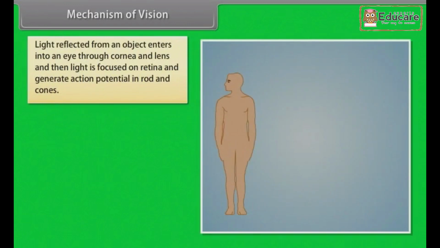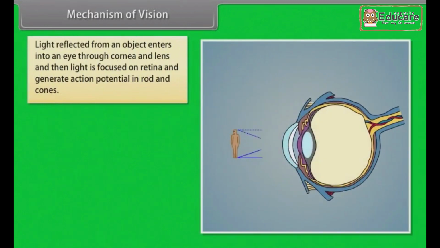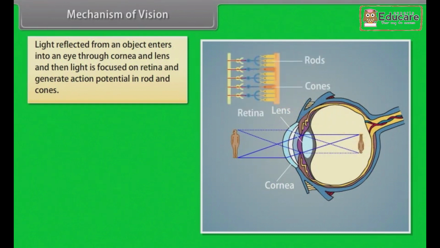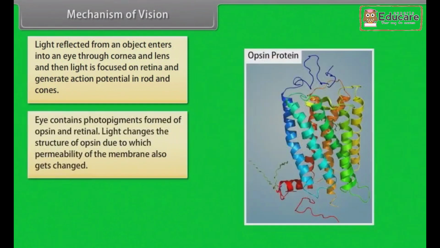Mechanism of vision. Light reflected from an object enters the eye through the cornea and lens, and then the light is focused on the retina and generates action potential in the rods and cones. The eye contains photopigments formed of opsin and retinol. Light changes the structure of opsin, due to which the permeability of the membrane also gets changed.